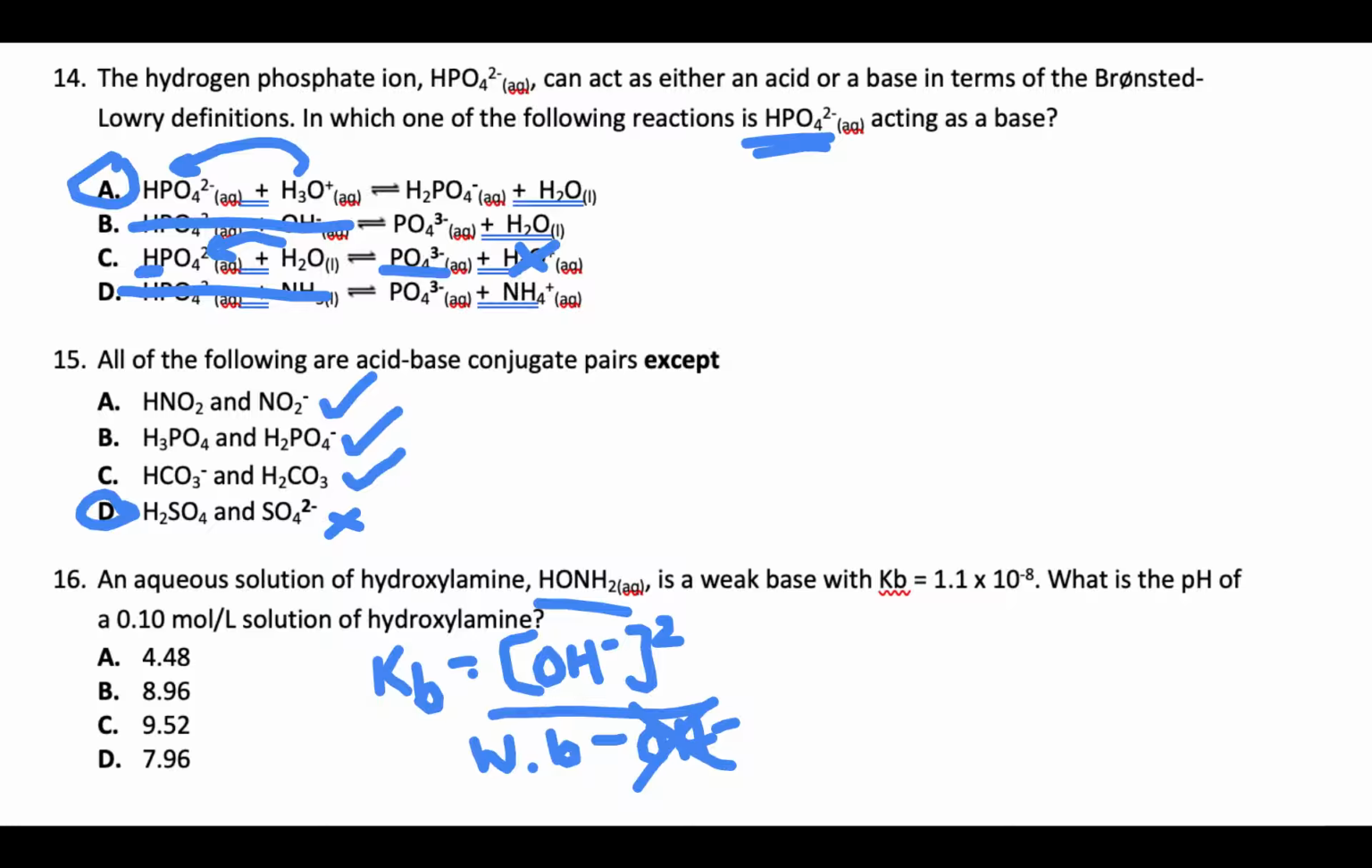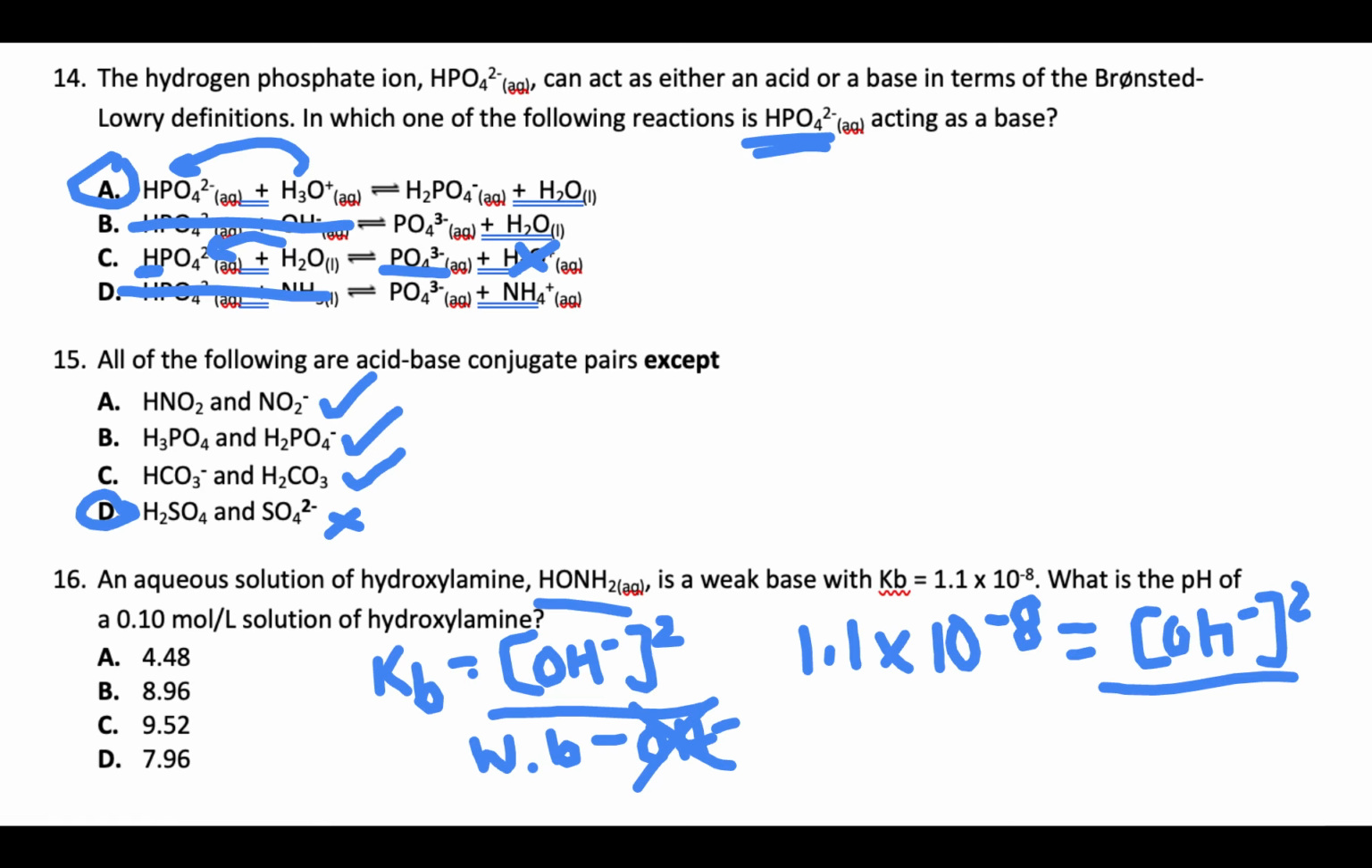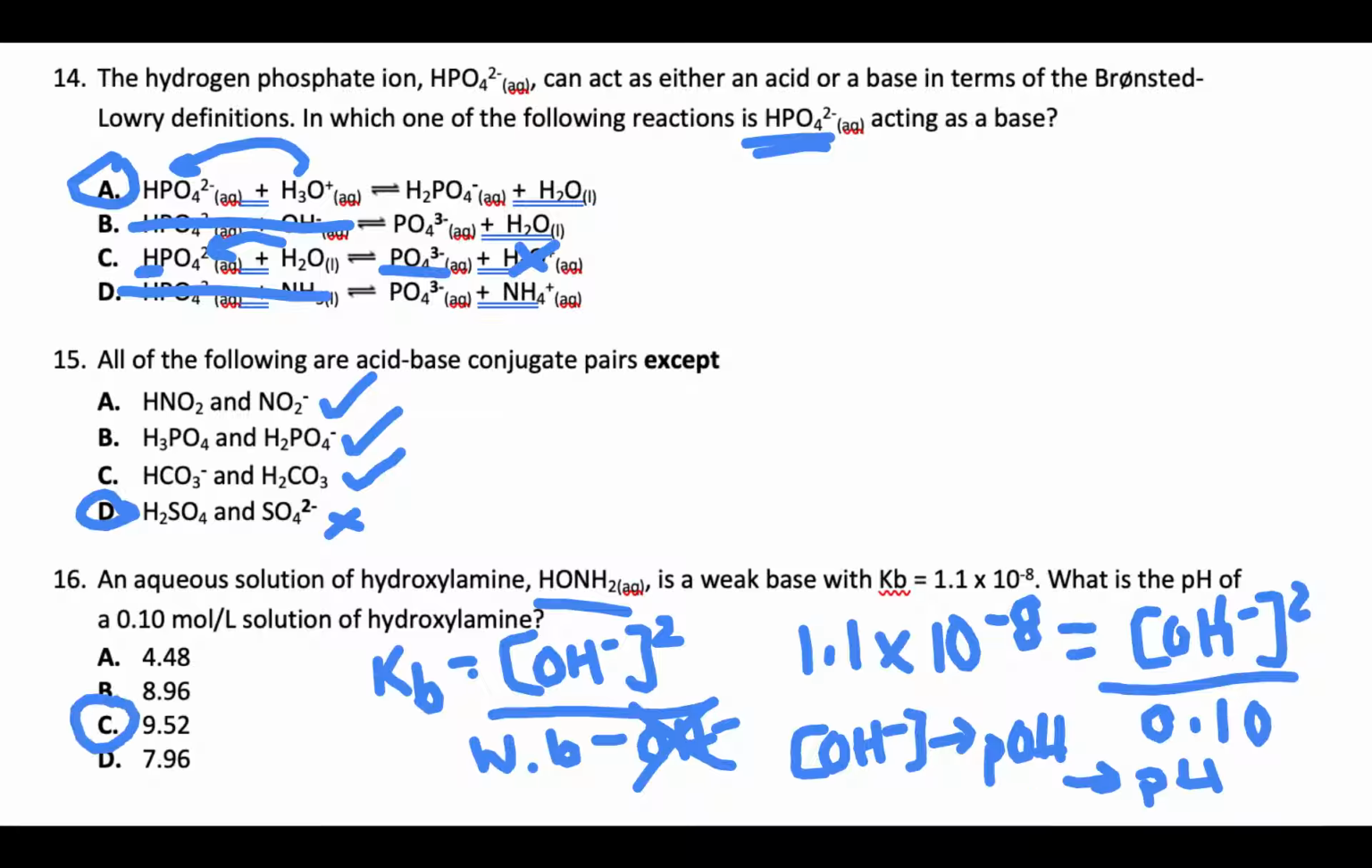So we can fill in our information. We know the Kb, so 1.1 times 10 to the negative 8. That is going to equal the hydroxide ion squared divided by the concentration of the weak base, which is 0.1. We're going to isolate the hydroxide, so multiplying the weak base up, taking the square root. Once you do that, you'll have the concentration of the hydroxide ion, which allows you to find pOH. And then if you have pOH, you can then find pH by taking it away from 14. So you do all of that work and you will see that your answer is C.